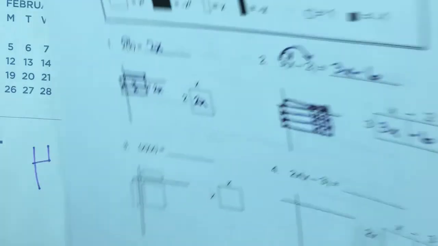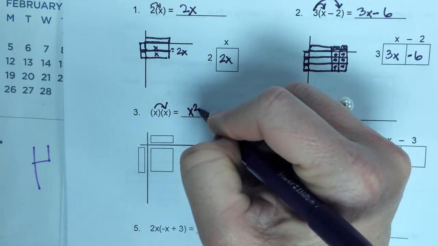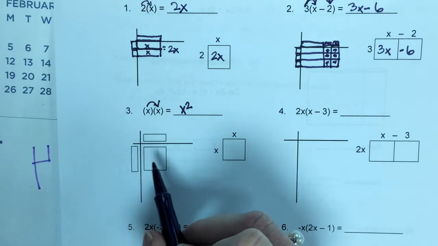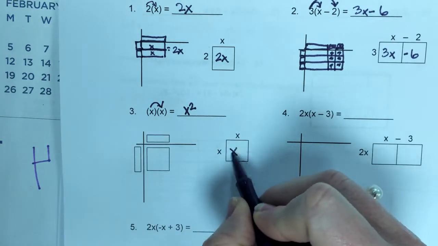Okay, number 3. So we have x times x, which gives me x squared. And they've already given us the tiles, the drawing for that. So again, we do the same thing with the box. x times x gives us x squared.